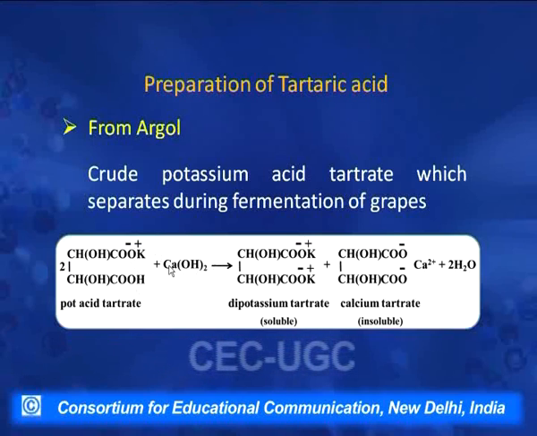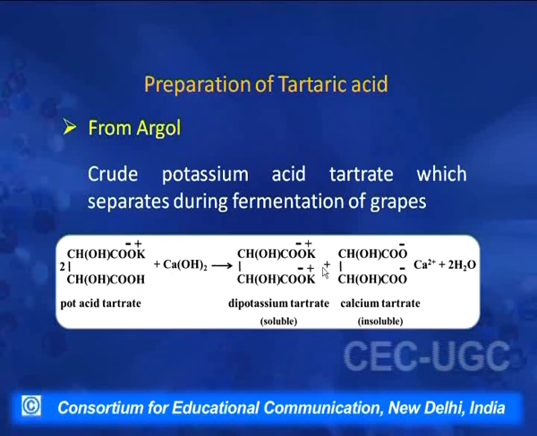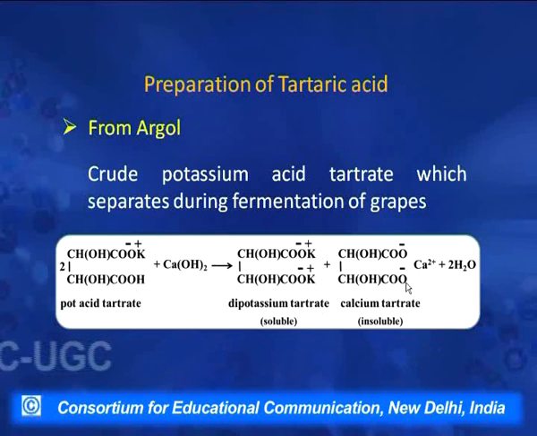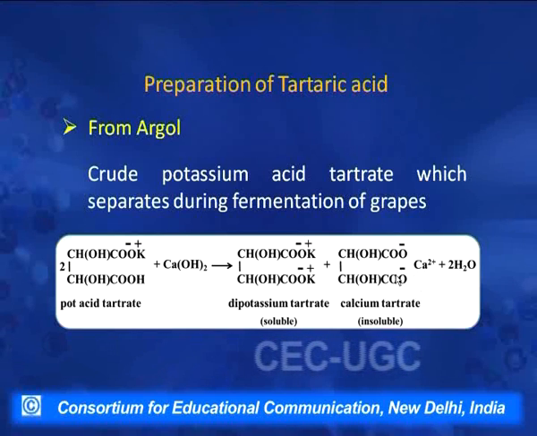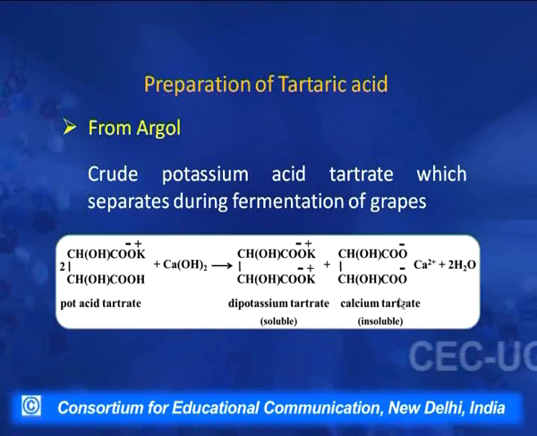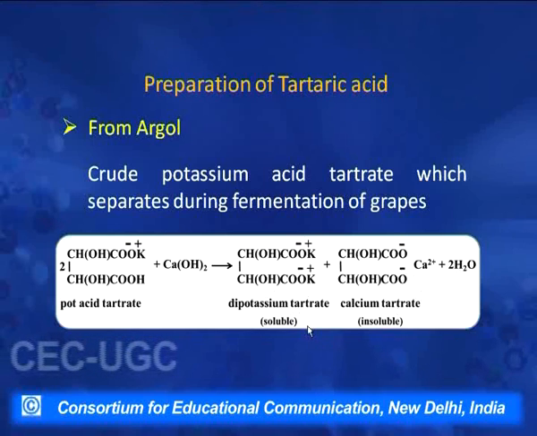It is treated with calcium hydroxide. What happens? A disproportionation occurs. We get a dipotassium tartrate as well as the calcium salt of this tartrate, that is calcium tartrate. Calcium tartrate is insoluble, gets precipitated, and dipotassium tartrate remains soluble.